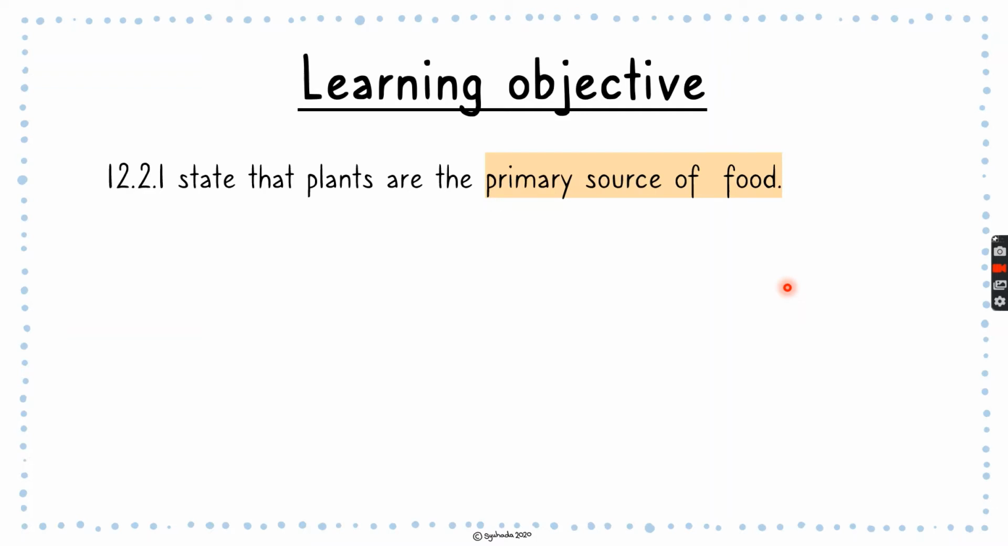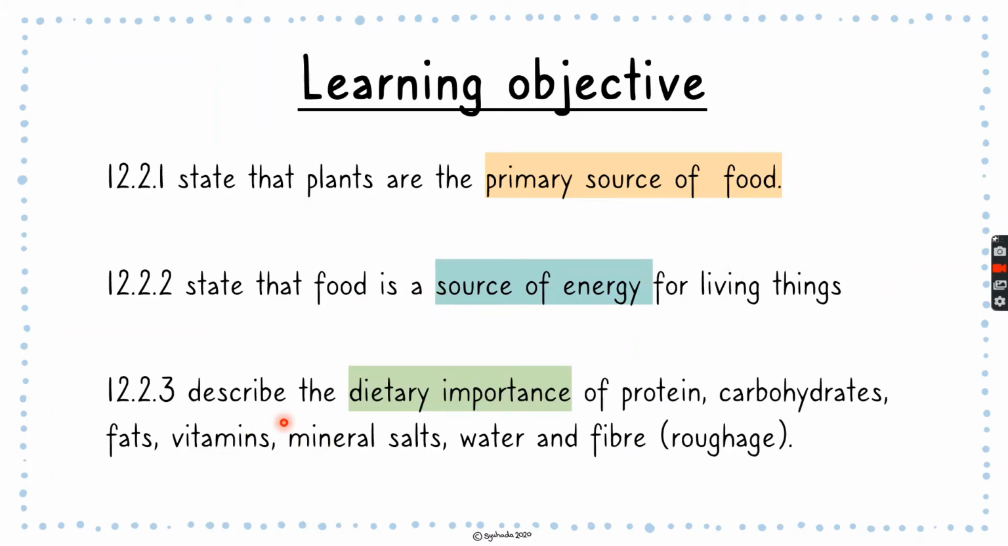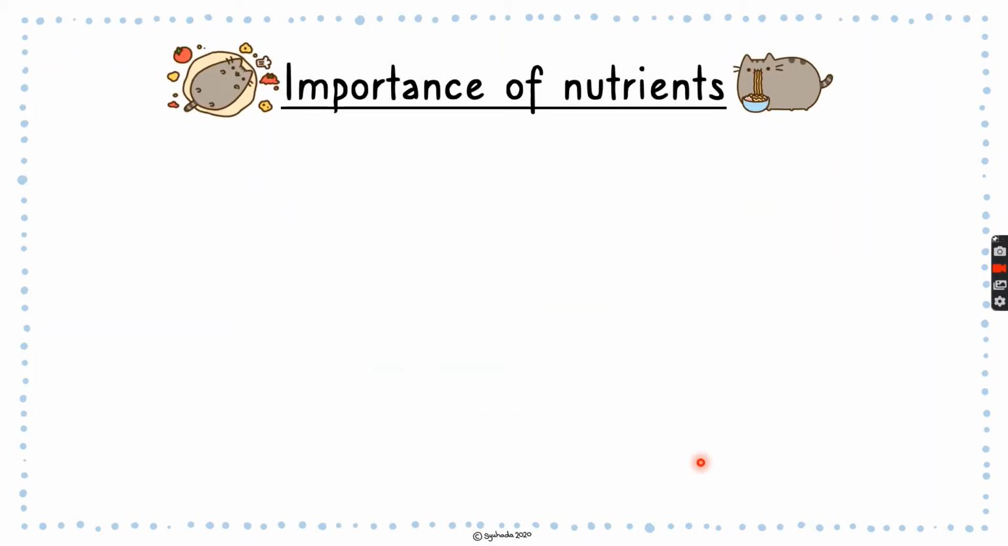So now we're going to look into the learning objective. So 12.2.1, you need to state that plants are the primary source of food. And you also need to state that food is a source of energy for living things. You also need to describe the dietary importance of protein, carbohydrates, fats, vitamins, mineral salts, water, and fiber, aka roughage.